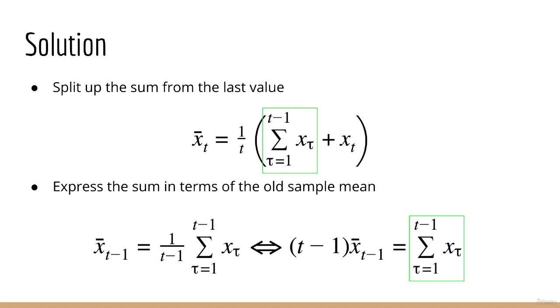Okay, so here's what you can do. First, you take x bar t and split up the summation so that you only sum up to t minus 1. Then you leave x subscript t by itself. This is just the last sample you've collected.